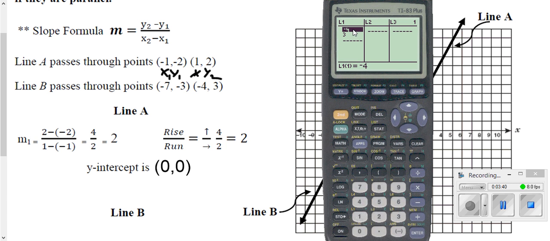And then edit is number 1, or just hit enter, either way. And remember, when you're clearing out old data, just go to the top. I'm going to go to the top of L1 and hit clear, not delete, and then come back down and that stuff will be gone. So we're going to put in those x's in the L1 column. We've got -1, enter, and the other x is 1. And we'll go over here to the L2 column, put in the y's. So the first y was -2 there. Y2 is 2. We've got our information in there.